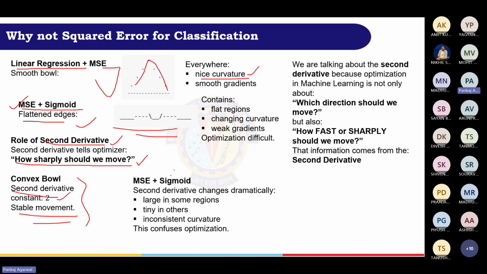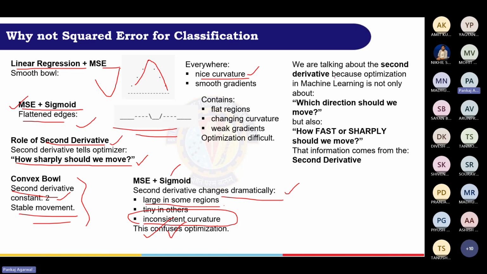But when we talk about MSE plus sigmoid, it changes very dramatically. Sometimes in a positive direction, sometimes in a negative direction, right? So it is large in some regions, tiny in others. It gives you inconsistent curvature, right? And that is not suitable for the optimization part, right?